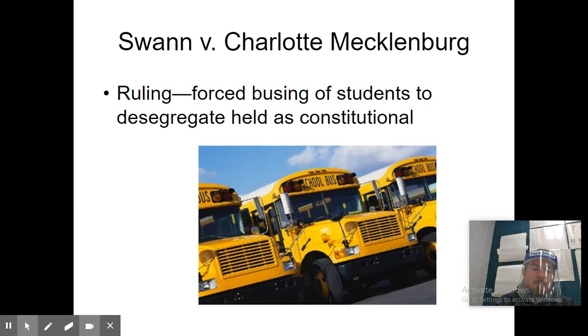So the court case came up and the Supreme Court upheld the ruling of the busing because it was a form of desegregation and making things more equal.